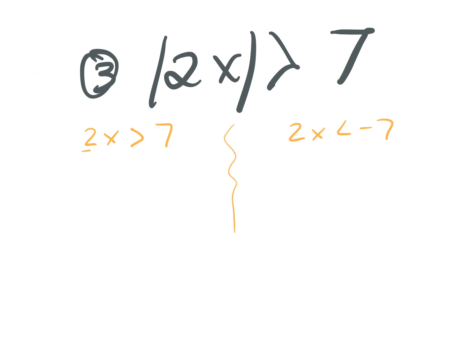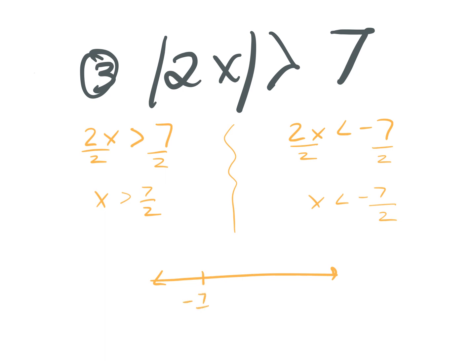So when we solve for x, I'm going to divide by 2. So x is greater than 7 over 2. Same thing with our other one. We're going to divide by 2. So x is less than negative 7 over 2. Put them on our number line. Which one goes first? Negative 7 over 2, because that one is smaller.